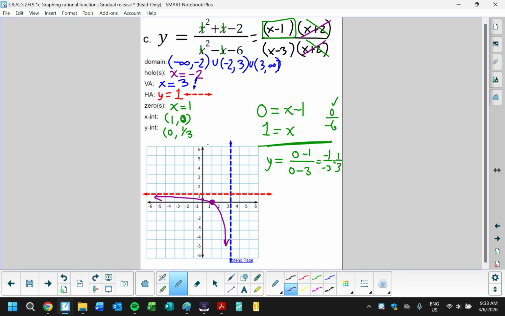Now, what's going on with, let's try 4. Let's figure out, where is it going to be? Is it going to be down here? Is it going to be up here?